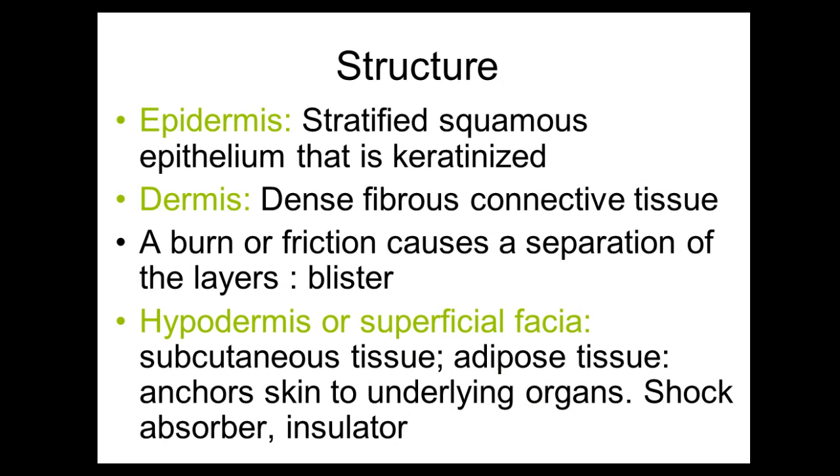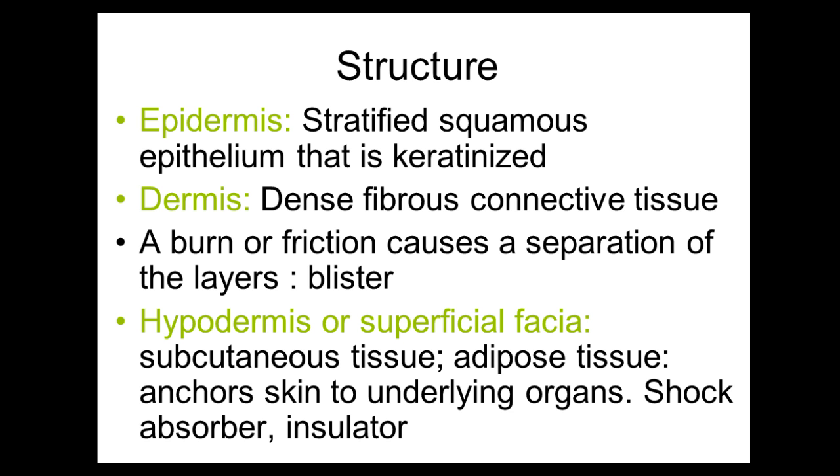Okay, so the structure is actually, we have three parts to the skin. We have the epidermis, which is stratified squamous epithelium that is keratinized, which means it has keratin in it. We have the dermis, which is a dense fibrous connective tissue. We have lots of collagen and elastin and blood vessels and other connective tissues like the adipose tissue that we talked about back when we talked about tissues.